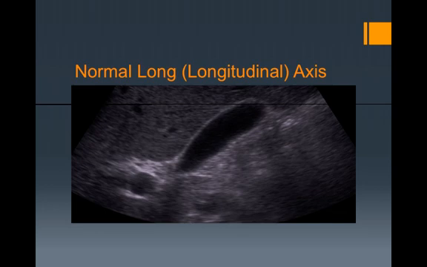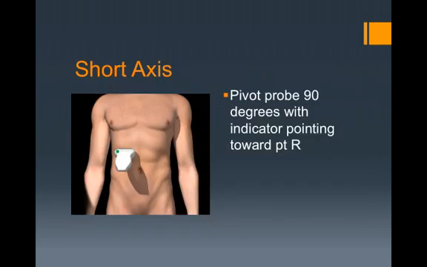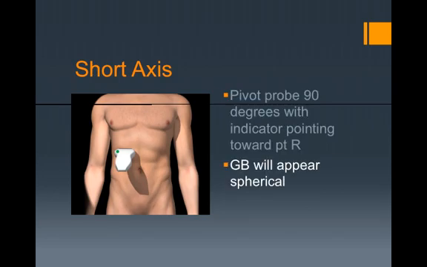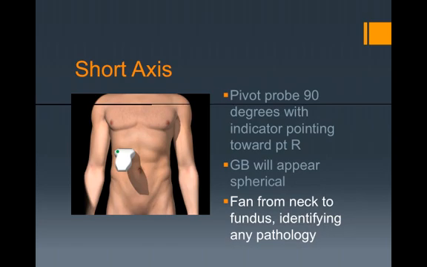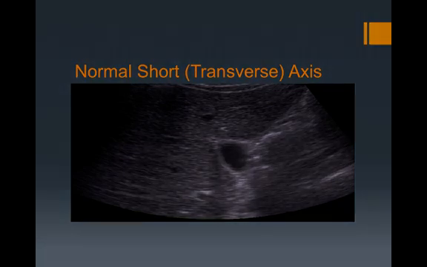As with any organ of the body, however, the gallbladder should be viewed in 2 planes. After the long axis is thoroughly examined, pivot the probe 90 degrees and demonstrate the short axis, also known as the transverse view. The gallbladder will now appear spherical as seen on this ultrasound. Fan through the short axis from neck to fundus, again identifying and noting any pathology present.